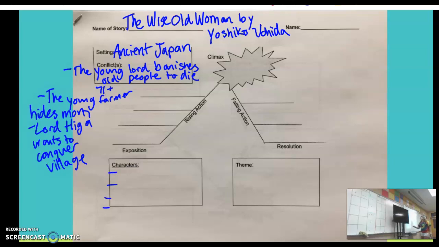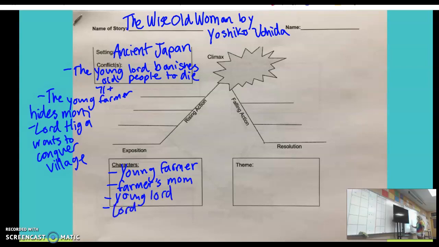Characters, we can put 4 characters, maybe a 5th one if we want to count the wise men council. So character 1, young farmer. He doesn't have a name. His name is young farmer. And then we've got farmer's mom, young lord, and then we have Lord Higa. We can also put, like I said, wise men, but they weren't super wise because they didn't know anything.